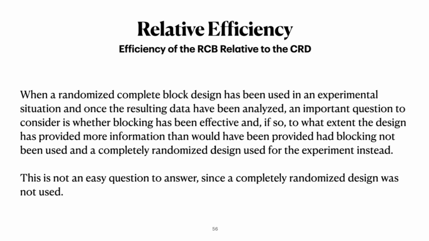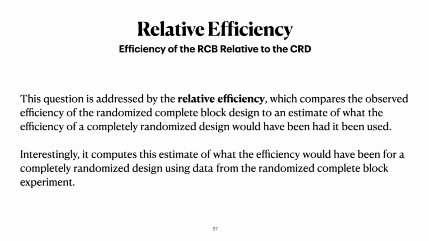for the experiment instead. This is not an easy question to answer because a completely randomized design was not used, and so we don't have data from that type of experiment. This question is addressed, however, by the relative efficiency, which compares the observed efficiency of the randomized complete block design to an estimate of what the efficiency of a completely randomized design would have been had it actually been used. Interestingly, it computes this estimate using data from the randomized complete block experiment itself.